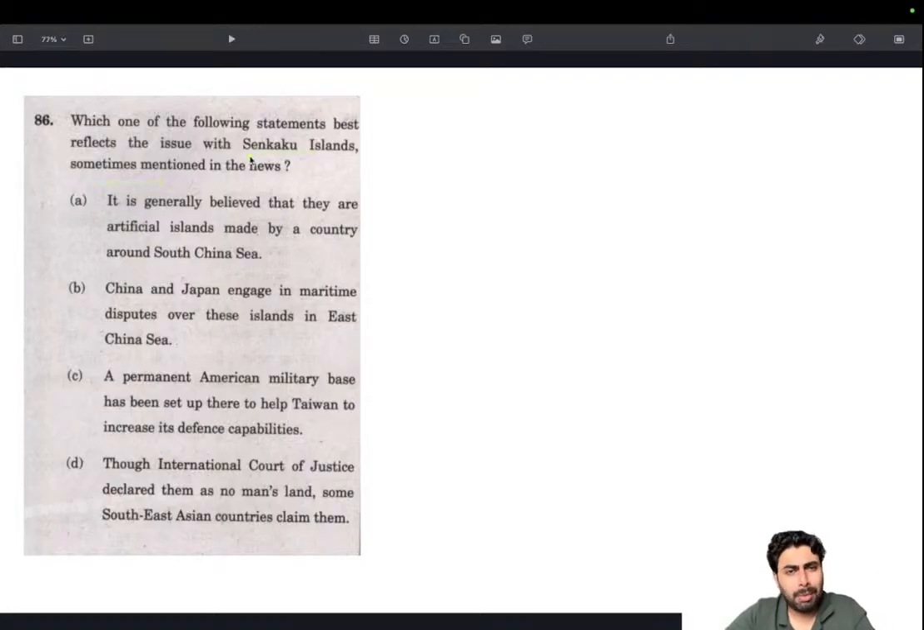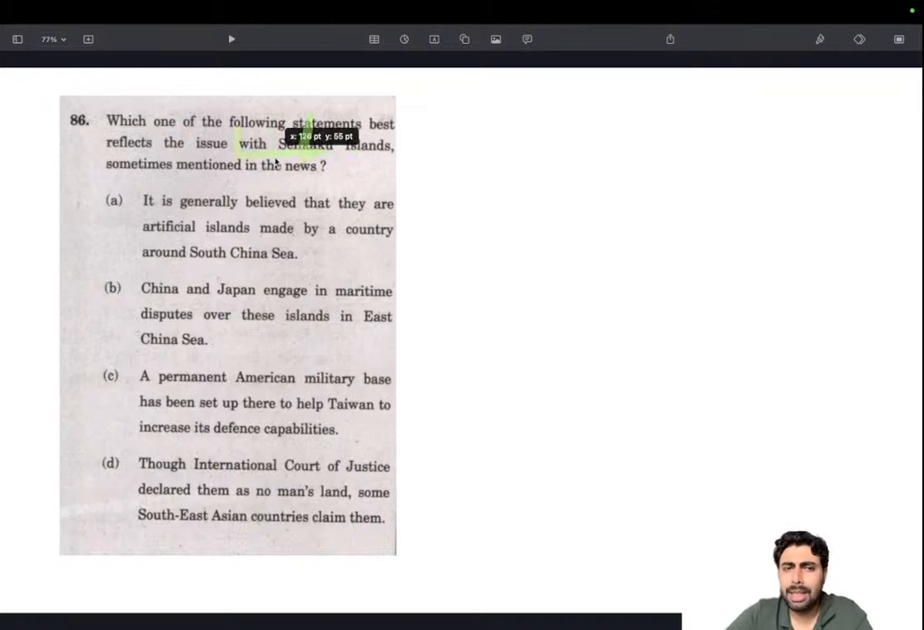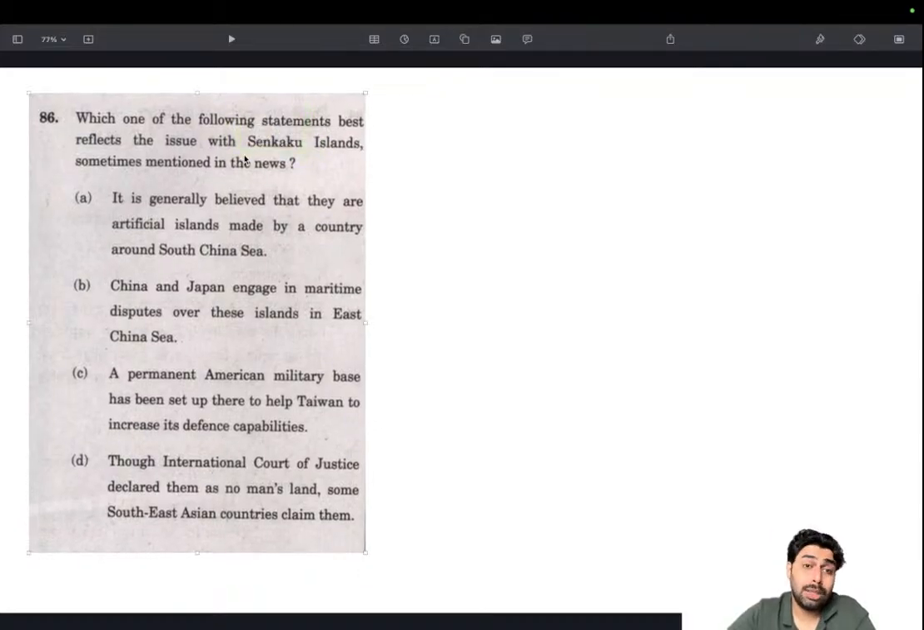From the name of it, you can easily decipher that it's an Asian name, and it could be a Japanese name. If you read between the lines, it sounds very much like a Japanese name rather than any other Southeast Asian one. If you have watched any Thai movies or Indonesian movies, you'll see the names are not like this. Any Asian country to have a name like this would be Japan. Korea has a slightly different kind of naming, so this could most likely be a Japanese territory, or Japanese involvement should be there. So it's generally believed that they are the artificial islands made by a country around the South China Sea. China and Japan engage in maritime disputes.